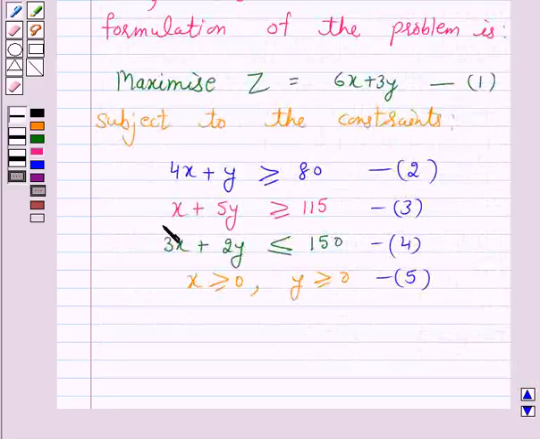Again, the equation of the line corresponding to the inequality x plus 5y greater than or equal to 115 is x plus 5y is equal to 115. Again, we will draw the line representing the equation x plus 5y is equal to 115 on the same graph. Now, clearly, the points (0, 23) and (115, 0) satisfy the equation x plus 5y is equal to 115. So we will plot these points and then join them.